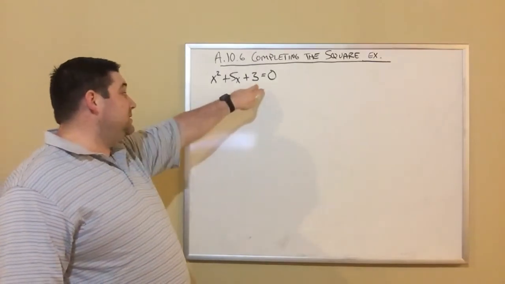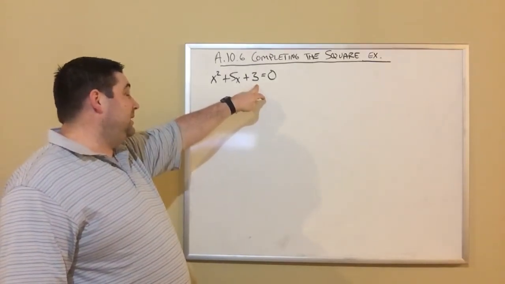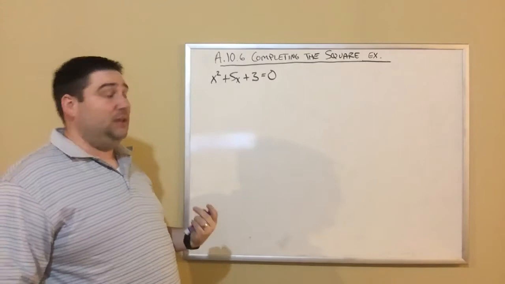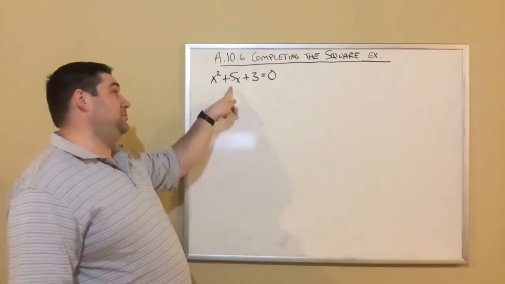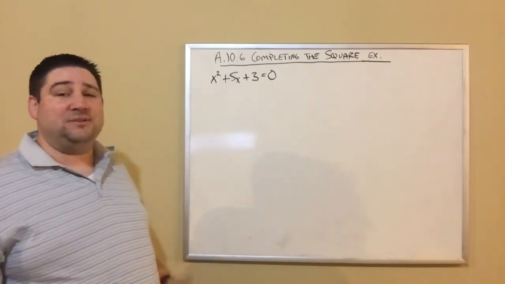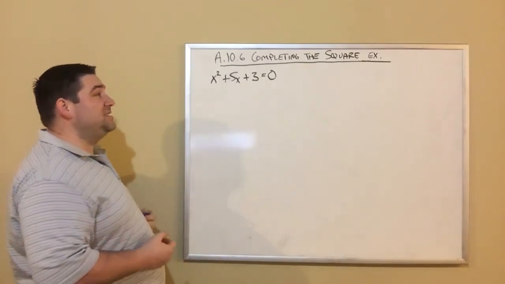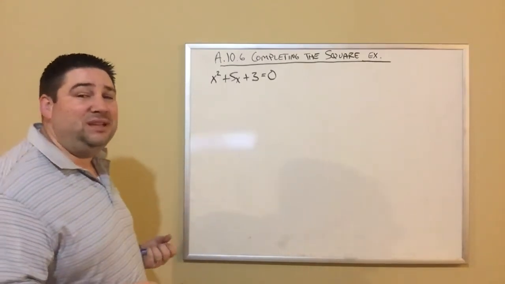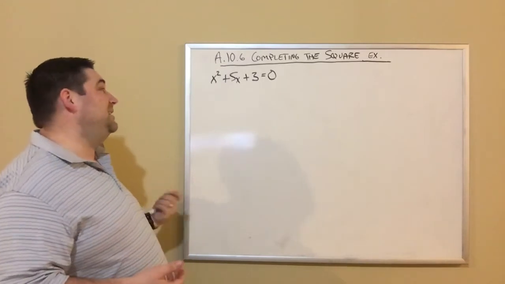But the problem is, if I look at this, the only way to get 3 is 1 times 3. And the problem is 1x plus 3x would be 4x, not 5x. So factoring this into two binomials is not going to work. So this is another example where completing the square comes in handy.